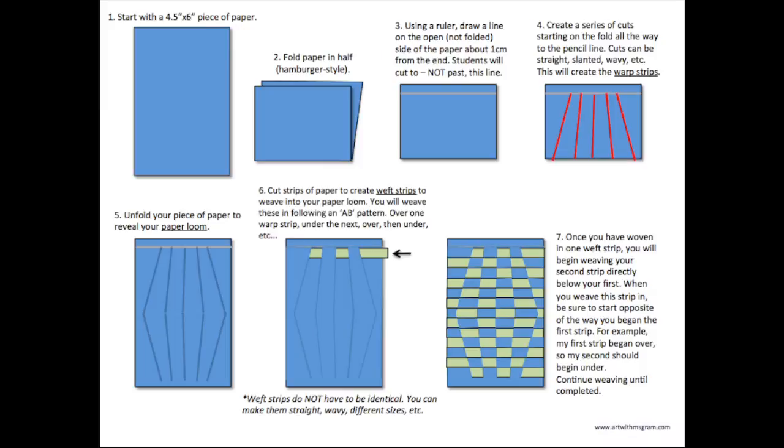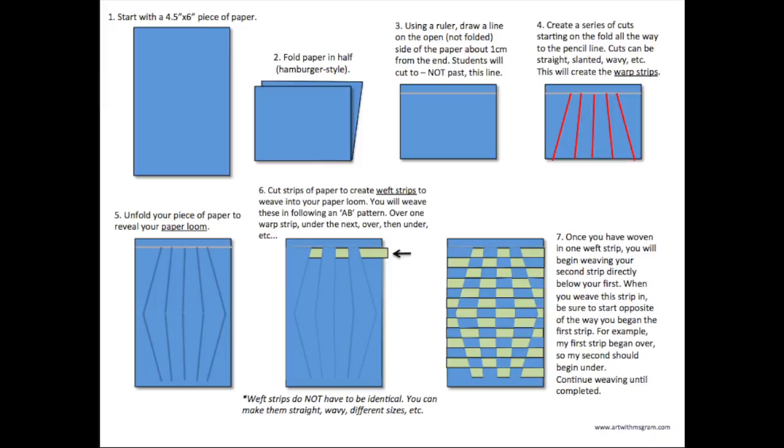Unfold your piece of paper to reveal your paper loom. Cut strips of paper to create weft strips to weave into your paper loom. You will weave these in following an A-B pattern. Over one warp string, under the next, over, then under, etc. And here's a side note, weft strips do not have to be identical. You can make them straight, wavy, different sizes, etc.